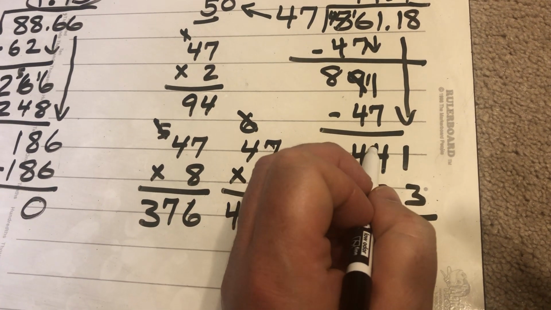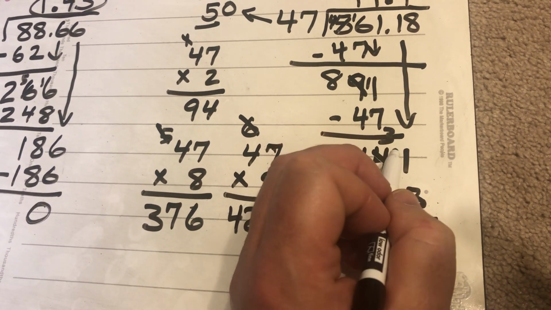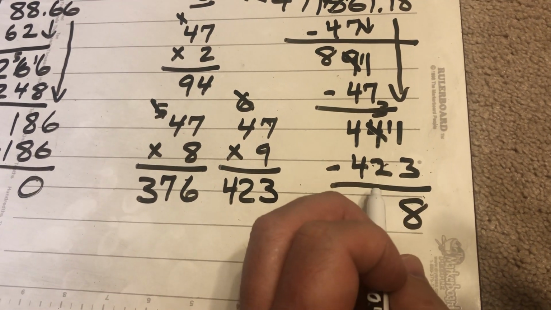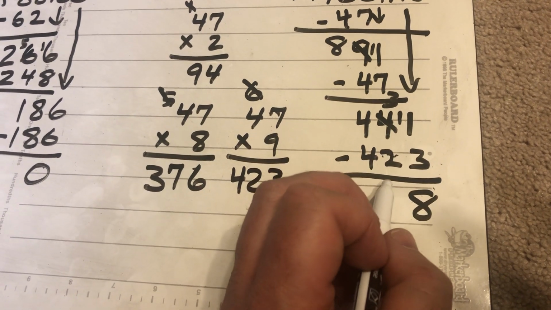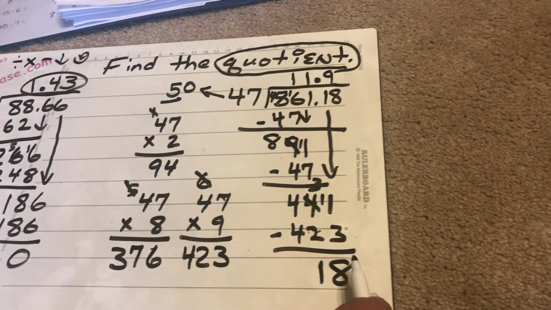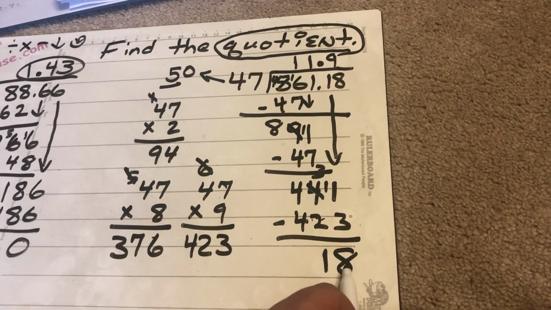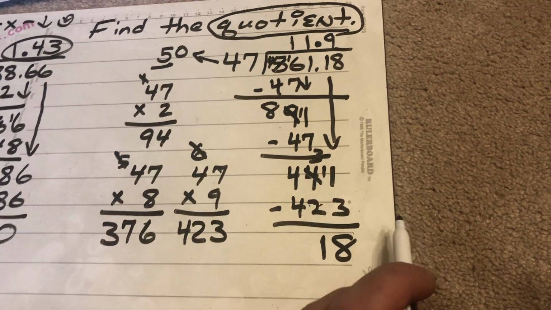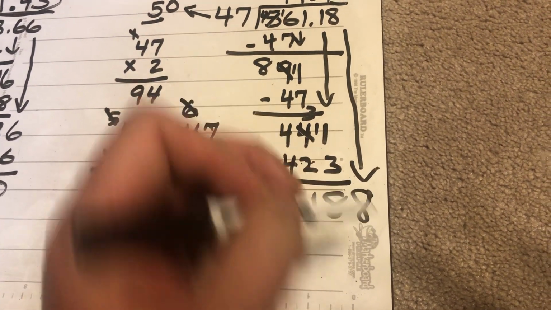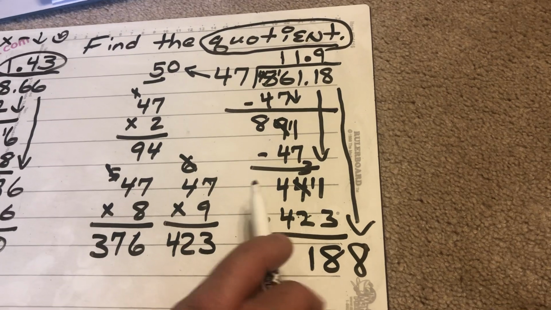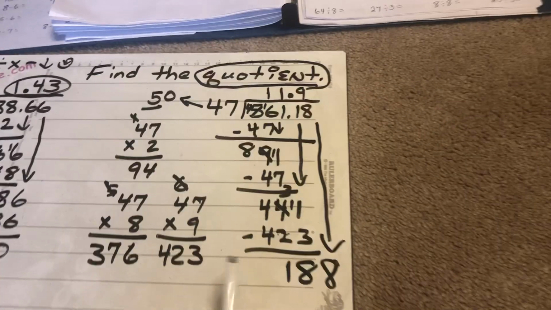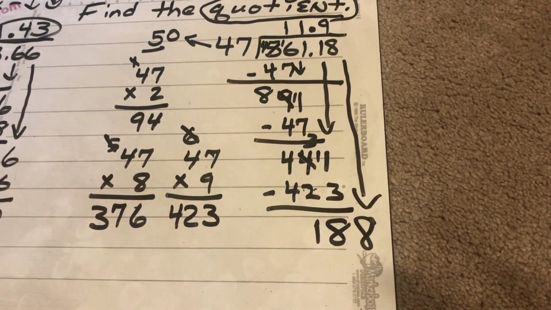I can't do 1 minus 3, so I'm going to borrow from the 4, make it a 3, make the 1 an 11. 11 minus 3 is 8. I can do 3 minus 2, that's 1. And I end up with 18, which I like because that's less than 47. But I still have this 8 that I need to bring down, okay? And I'm thinking, well, how many ever times 5 can go into 18? That's how many times 47 can go into 188.